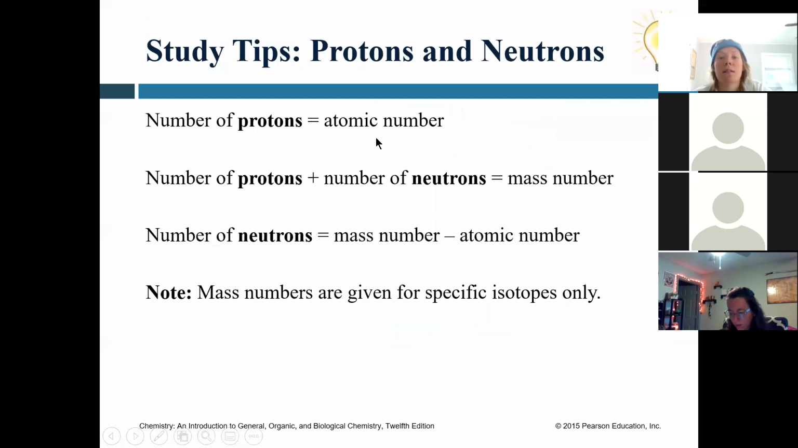So number of protons equals the atomic number. Number of protons plus the number of neutrons equals the mass number. Number of neutrons equals the mass number minus the atomic number.